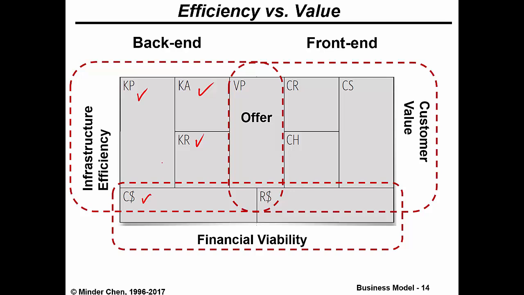At the bottom is the financial viability, where we describe the revenue stream, how we're going to make money, and then where we're going to spend the money in order to produce the product and service. Or sometimes we even spend the money in terms of acquiring customers, or setting up the channel in order to deliver the product and services.